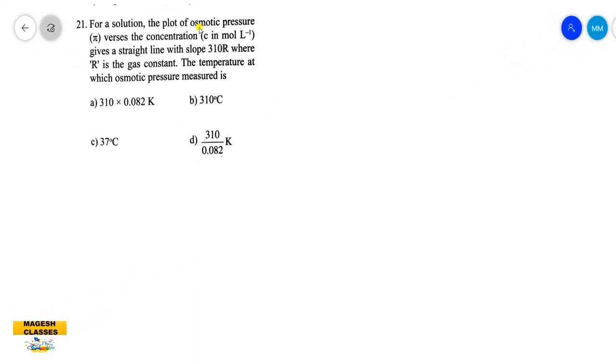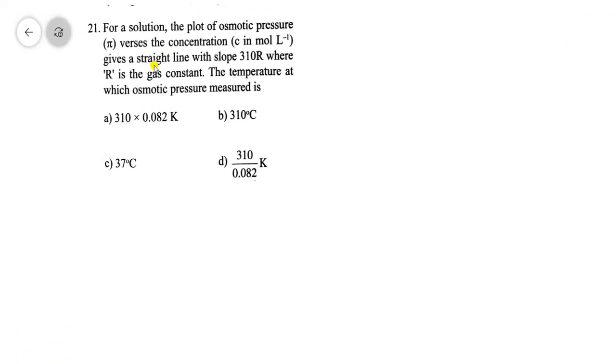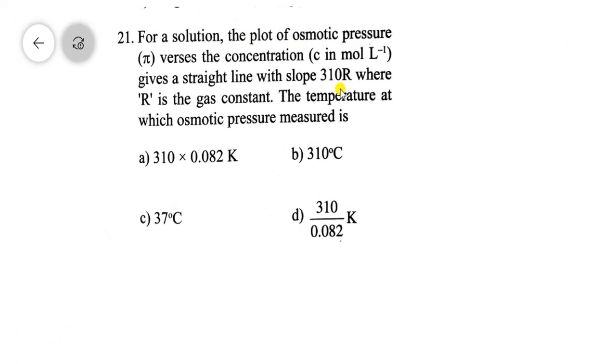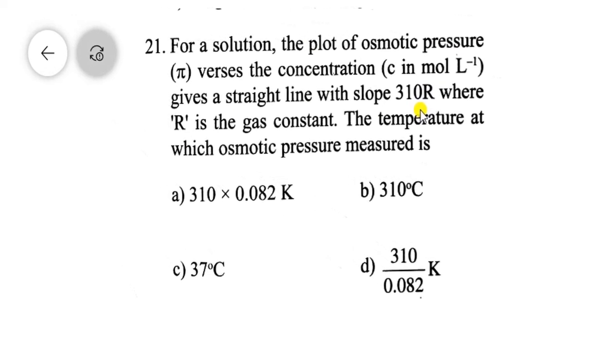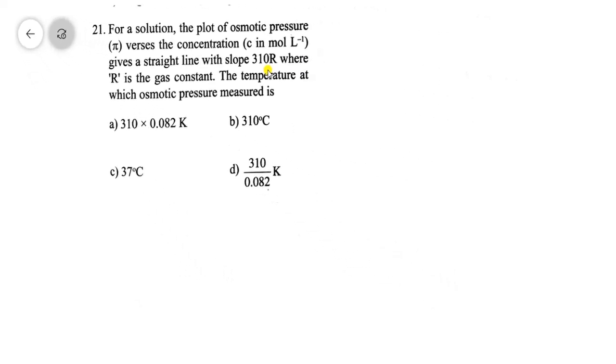For a solution, the plot of osmotic pressure versus concentration gives a straight line with slope 310 R, where R is the gas constant. What is the temperature at which the osmotic pressure is measured? Osmotic pressure pi is equal to concentration into R into T. It is a linear equation in the form of y is equal to mx. In the graphical format, on the y-axis the osmotic pressure is plotted, and on the x-axis the concentration is given. So RT is the value of m. So it gives a straight line, and the slope is equal to this m value.